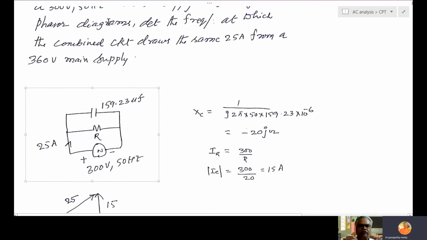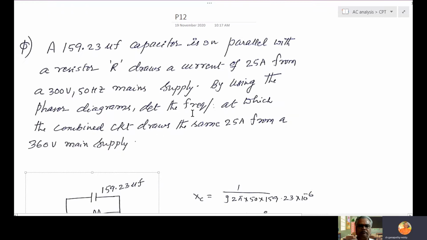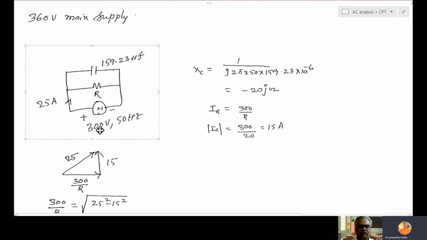So with the help of given information, I have drawn the circuit. 159.23 microfarad capacitor connected parallel with resistor R. It is drawing 25 amps from the power supply 300 volts 50 Hz. So that is the first thing. By using phasor diagram, determine frequency at which the combined circuit draws the same current. Now 300 will become 360, current same. Then for what frequency will that happen? So that is the question.